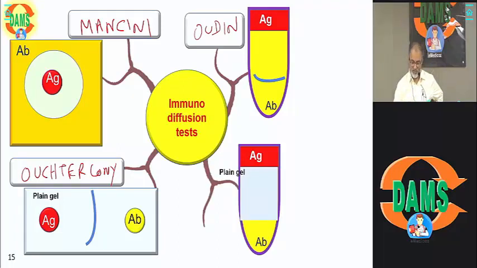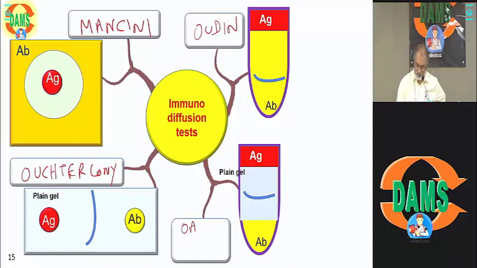Automatically one is missing: 1-dimension double diffusion. Where they meet at optimum concentration, it forms the line of precipitation. Then what is it called? Oakley-Fulthorpe. You should remember all the names. Oakley-Fulthorpe, Mancini, Oudin, Ouchterlony. We used to say OO-MO: Oudin, Oakley-Fulthorpe, Mancini, Ouchterlony test.